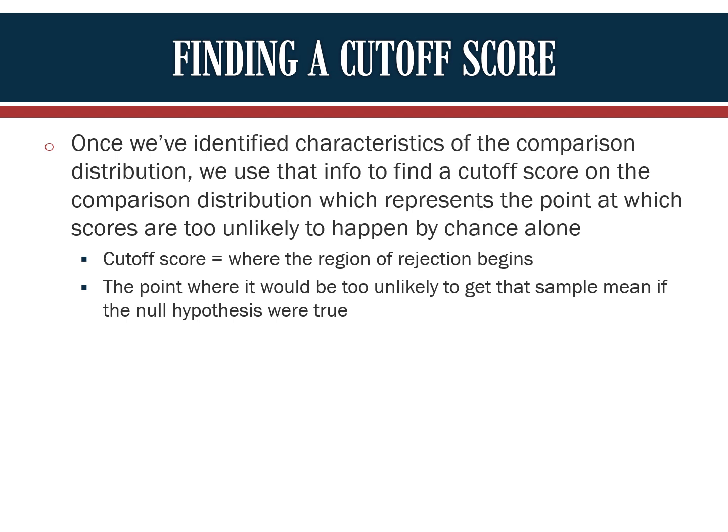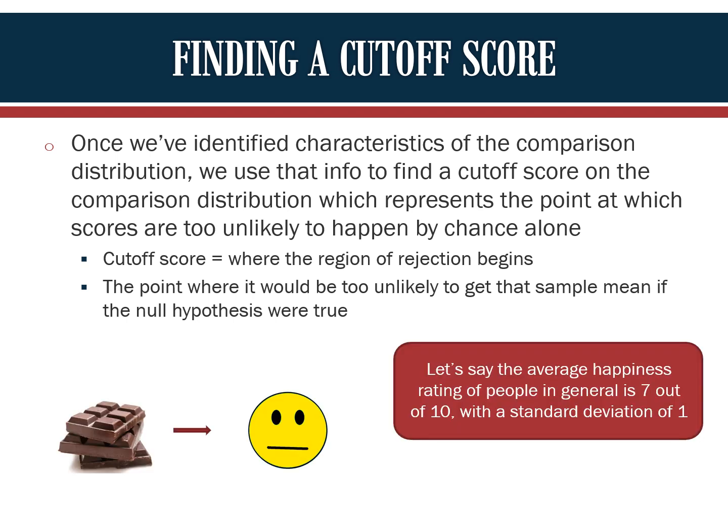Basically, our cutoff score is the point where it would be too unlikely to get that sample mean if the null hypothesis were true. So if you think about this in terms of our chocolate and happiness example, right? So let's say that the average happiness rating of people in general is 7 out of 10 with a standard deviation of 1. That means that in this sort of theoretical example here, say that we know that people in general score about a 7 out of 10 on their happiness scale with a standard deviation of 1. So in this case, we would know that this is true. The average happiness is 7 in the population.